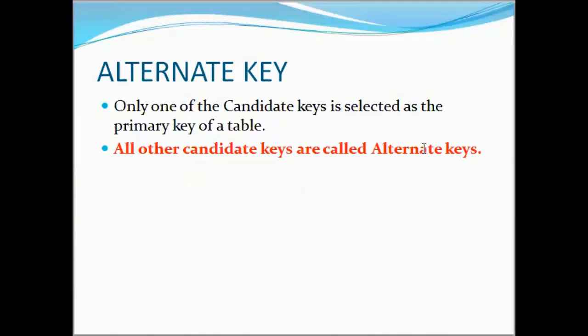Now, it is my discretion which key I choose as my primary key. If I am the database administrator, I'll select roll number as the primary key for the student table. The remaining keys, that is admission number, telephone number, and email ID, we call alternate keys. So candidate key minus the selected primary key is the alternate key.